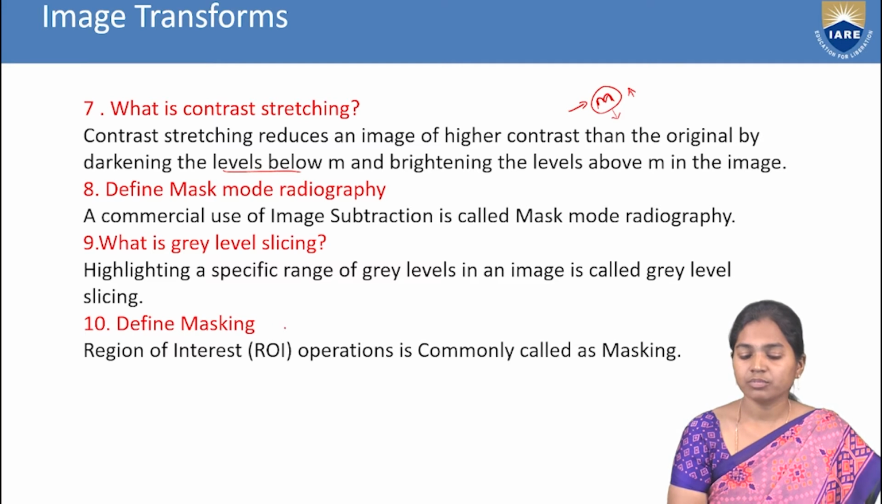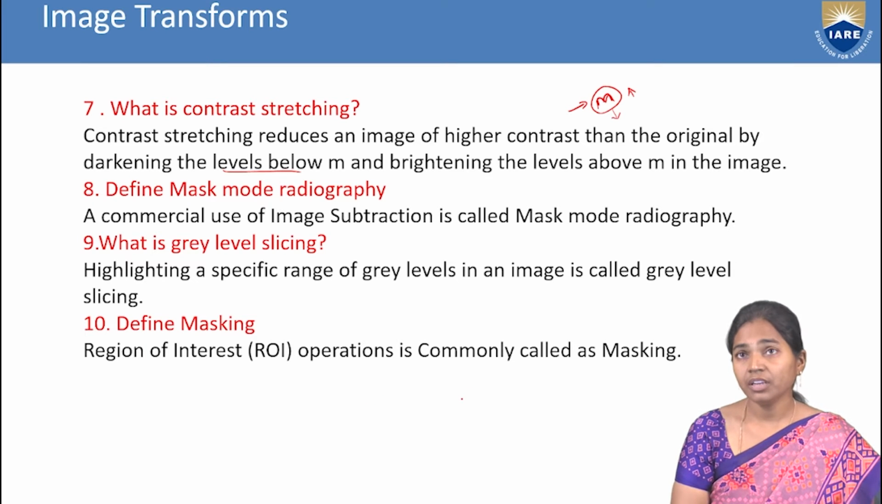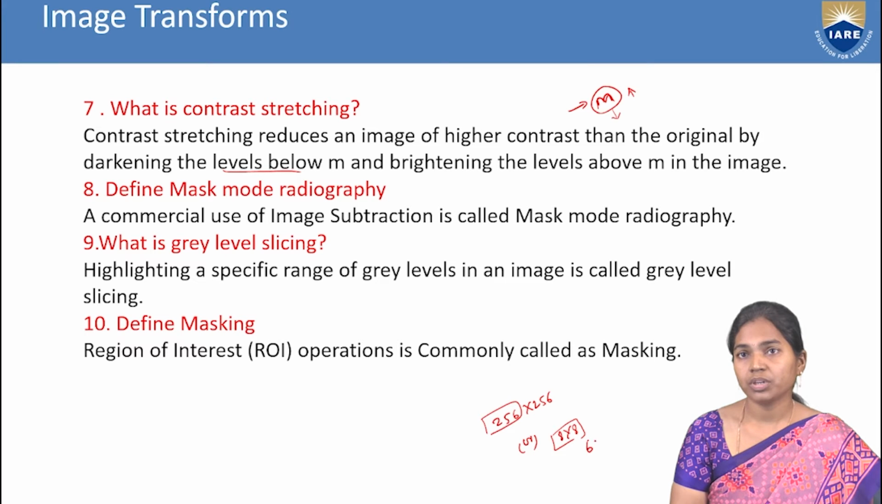Define mask mode radiography. Here the image size is, for example, 256 by 256, or consider an 8 by 8 matrix. In this 8 by 8 matrix, we have a total of 64 pixels only. In that entire image, I need to change only this pixel value, so it is a 3 by 3 mask.